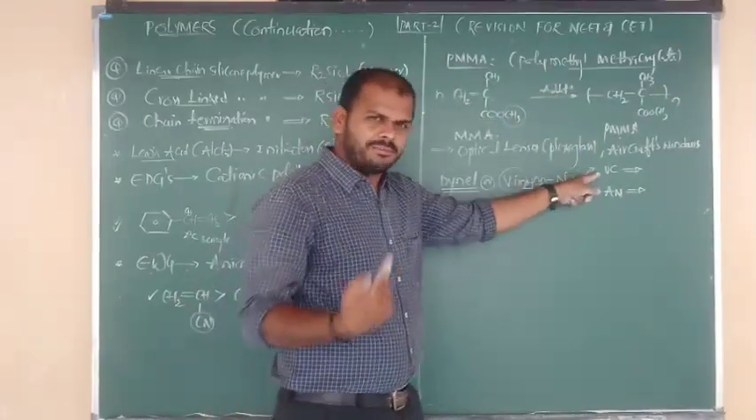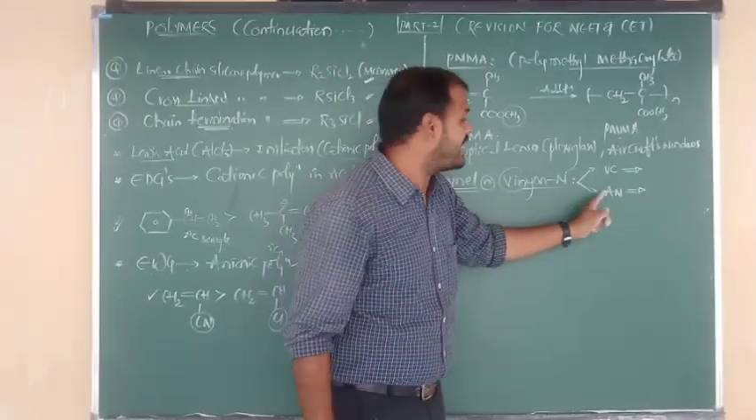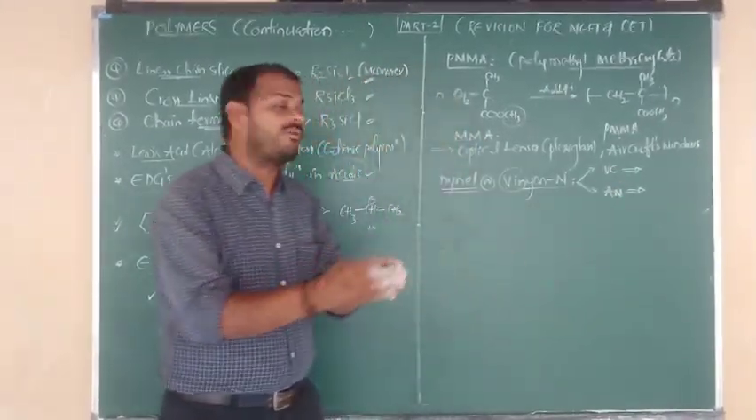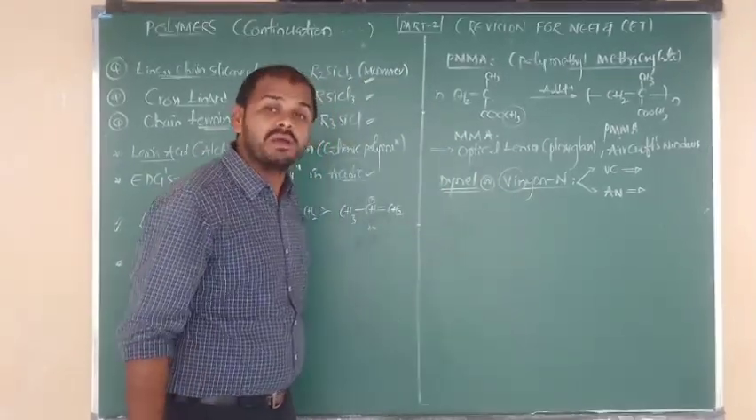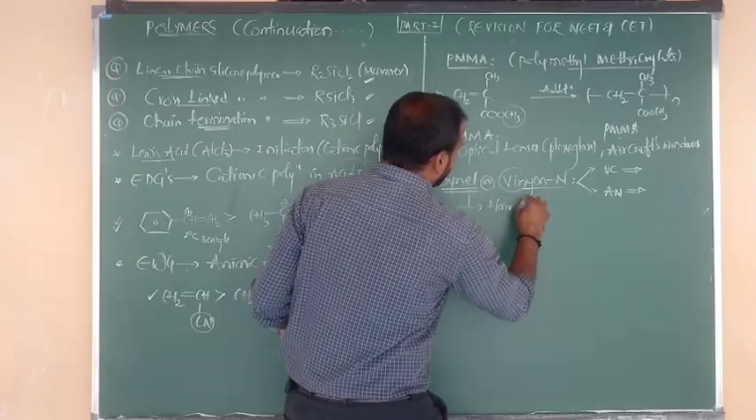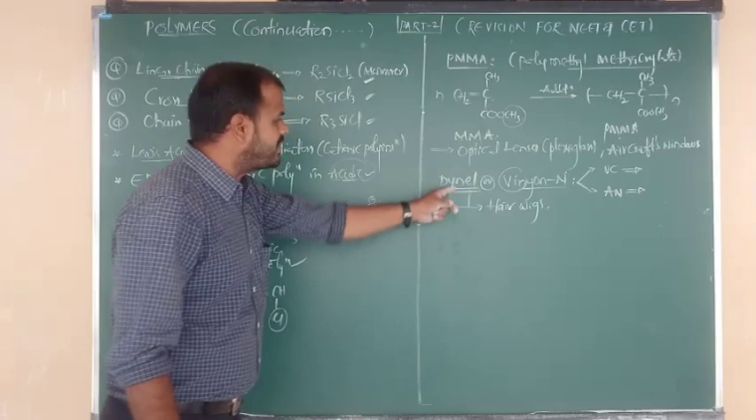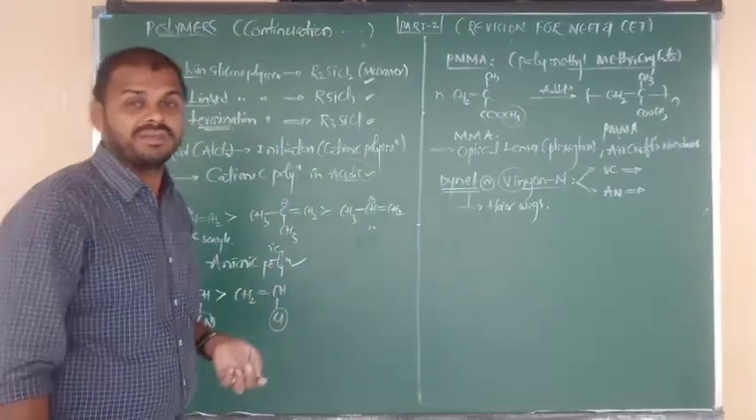CH2 double bond CH below plane Cl is vinyl chloride. CH2 double bond CH below plane CN is vinyl cyanide. These 2 are the monomers of Dynel or Vinyl N. It is used in making hair wigs. Important question, this has also been repeated, I hope. So hair wigs are made with Dynel, and we can also say Vinyl N.